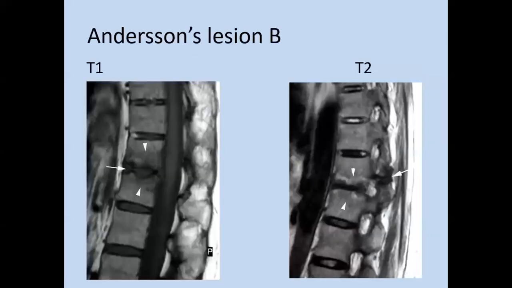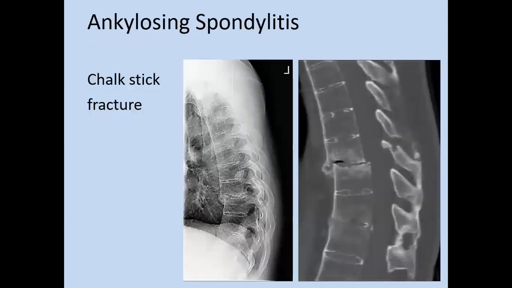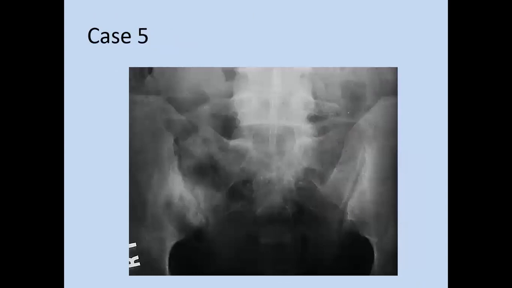And on MRI scan, again, Andersson lesion type B, we see the fracture going through the disc and the posterior element of the spine. So remember, type B Andersson lesion is not inflammatory, it is more mechanical, more of a fracture, and it is unstable and requires surgical fusion. And that's the chalkstick fracture. Okay, take another resident.